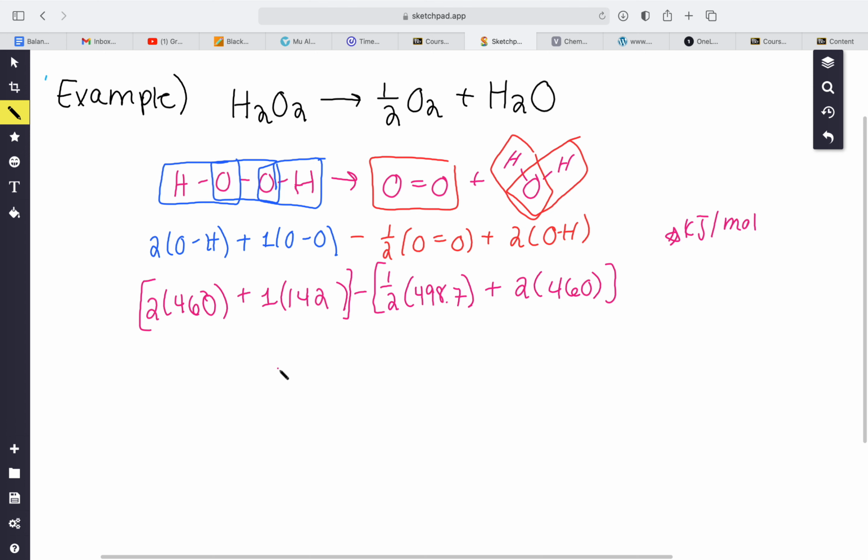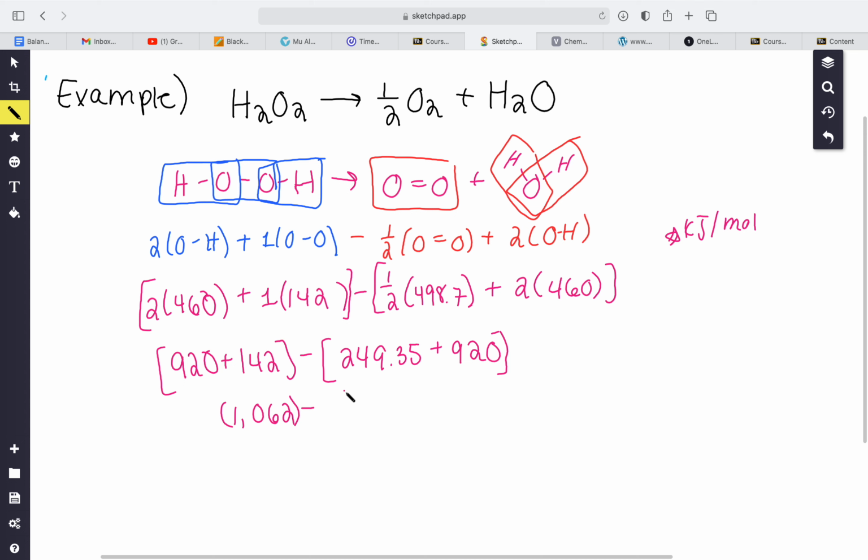If my calculator would turn on, that would be great. Alrighty, so we'll do 2 times 460. We're going to get 920 plus 142 minus 498.7 divided by 2, we're going to get 249.35 plus 2 times 460, 920. Let's add those together. So we have 920 plus 142, it's going to be 1,062 minus 249.35 plus 920, which is 1,169.35.